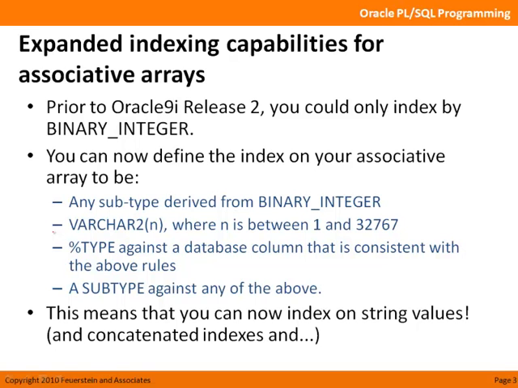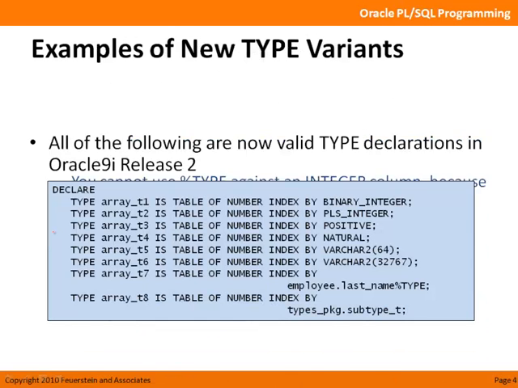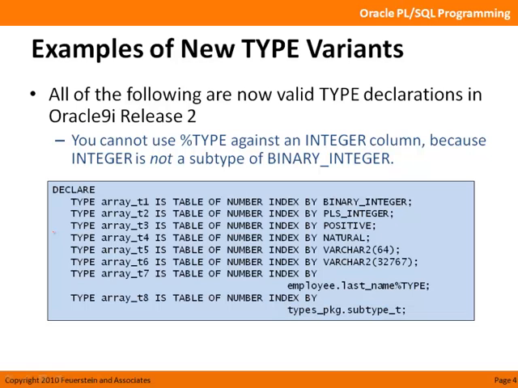If you have concatenated indexes in your table, you can combine all those indexes together into a string indexed by that, and so on. So all of these variants are supported for index by clauses. Binary integer is the original.